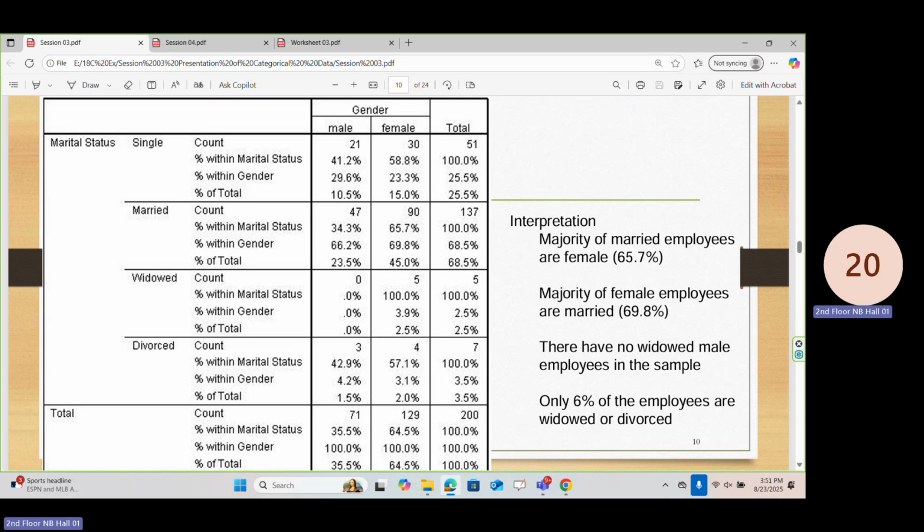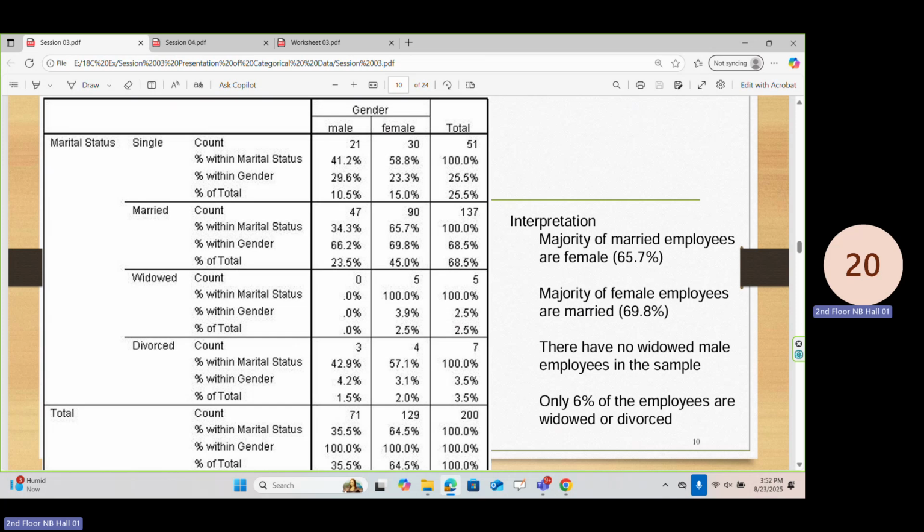It's clear? The next one is 58.8%. 58.8% within marital status, their gender category is female. Then how we say, 58.8% of single employees are female. Now clear? This is the way we can interpret it. Okay? Within marital status, then we take total number of single employees, then we calculate proportion of male and female. Now clear? Then move to the third one.